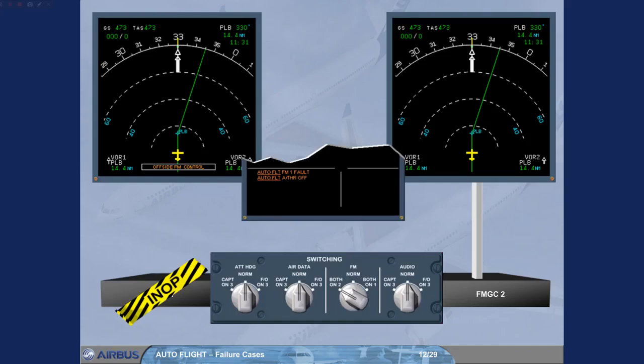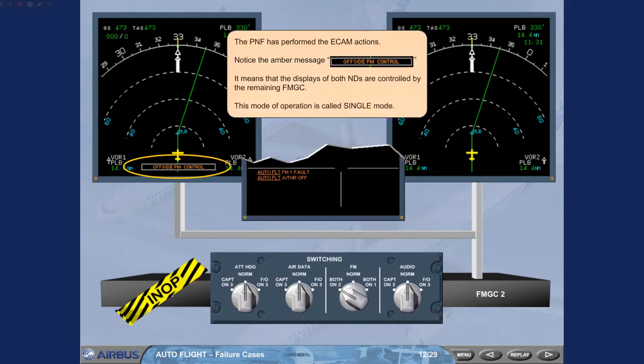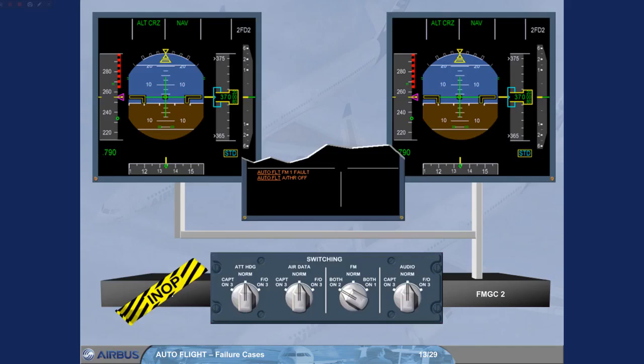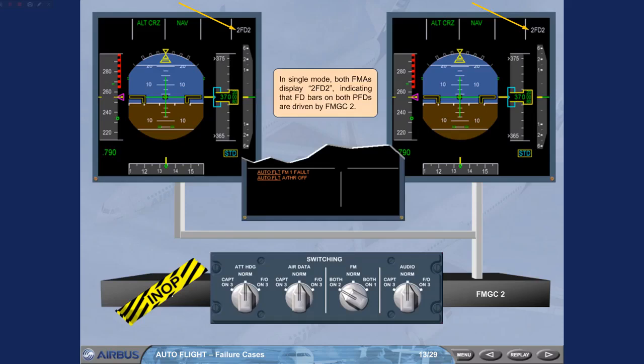Notice the amber message, OFFSIDE FM CONTROL. It means that the displays of both NDs are controlled by the remaining FMGC. This mode of operation is called single mode. In single mode, both FMAs display 2FD2, indicating that FD bars on both PFDs are driven by FMGC2.